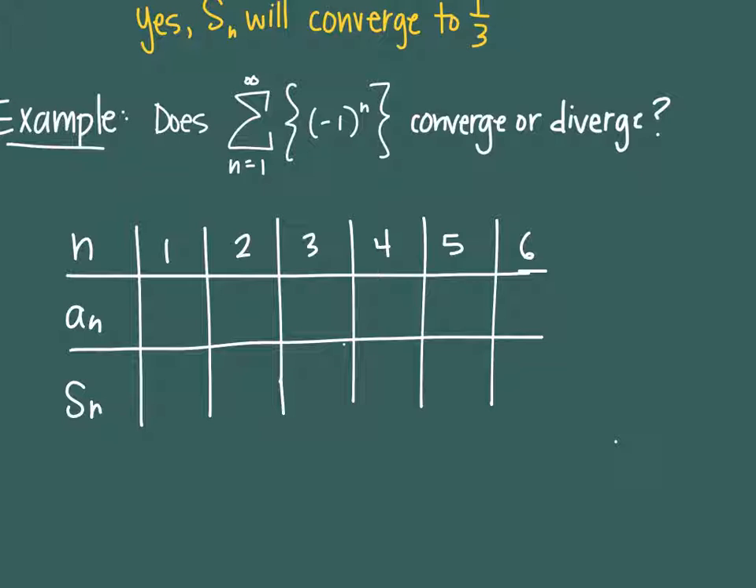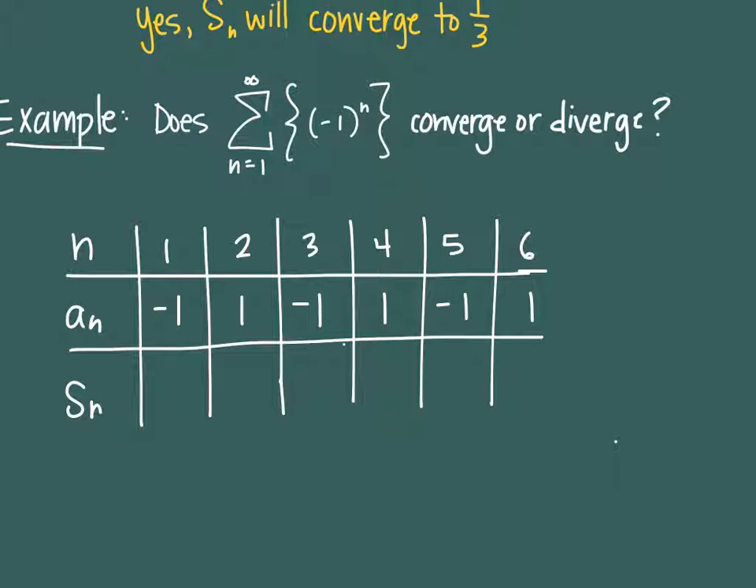Okay, the sequence, the distinct terms. What is the first distinct term? -1. The second distinct term, +1. Third, -1, then +1. What kind of sequence is that? Oscillating, okay, an oscillating sequence.